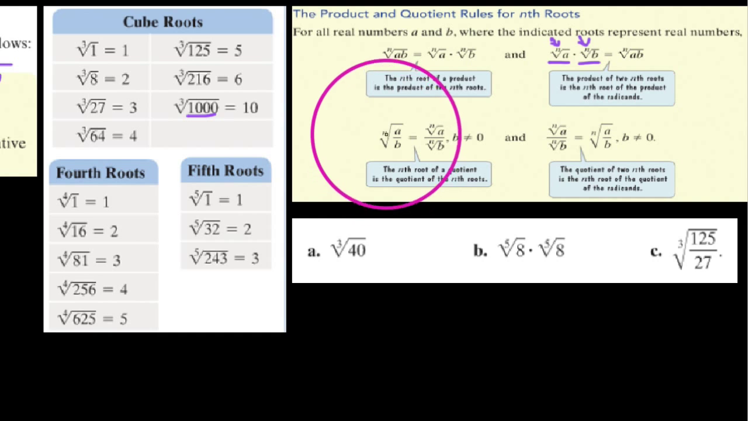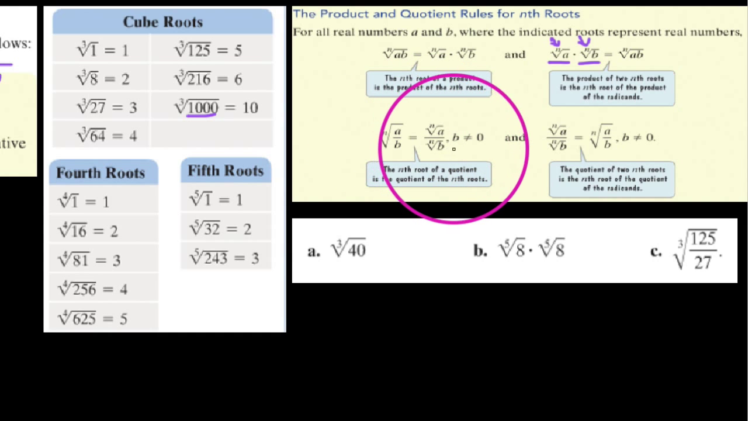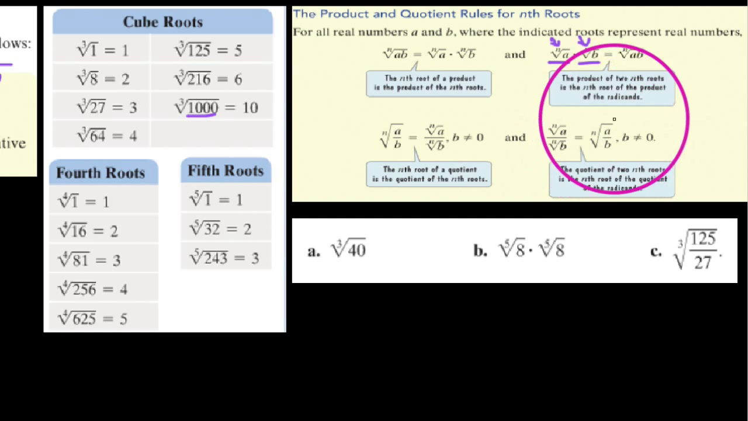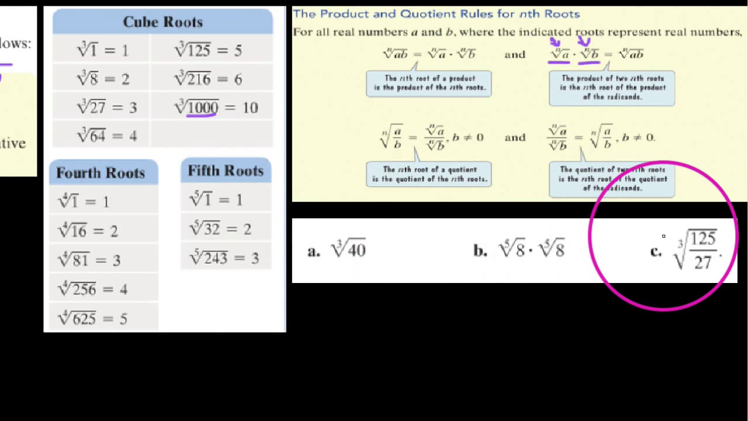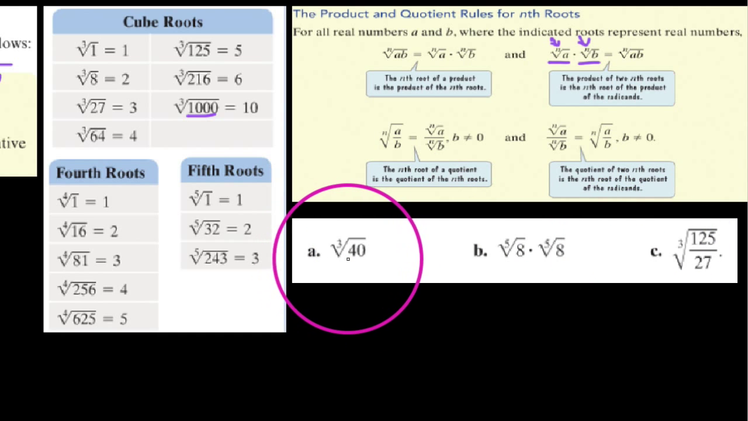And likewise with our quotient rule here, we say that the nth root of a quotient is the nth root of the top over the nth root of the bottom, where b can't be 0. Or if we had the nth root of a over the nth root of b, where they have the same indices, we could join them together and say it's the nth root of all of those, a over b, okay? So let's go ahead and use our product and quotient rules to simplify some nth roots, not just square roots, but nth roots, okay?